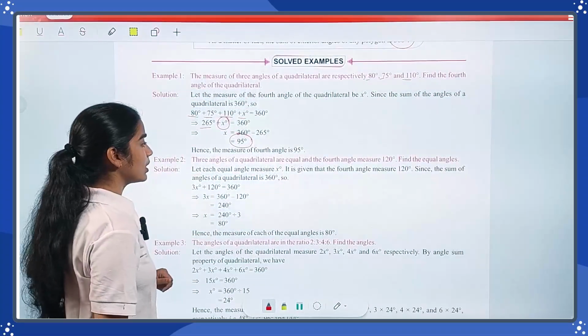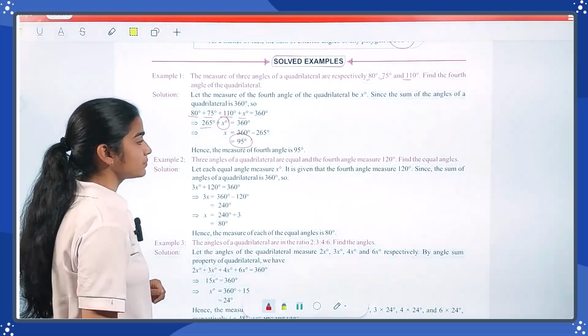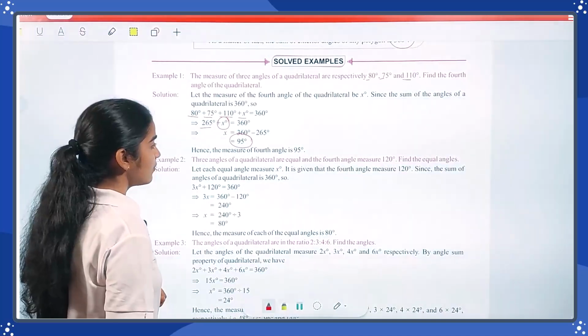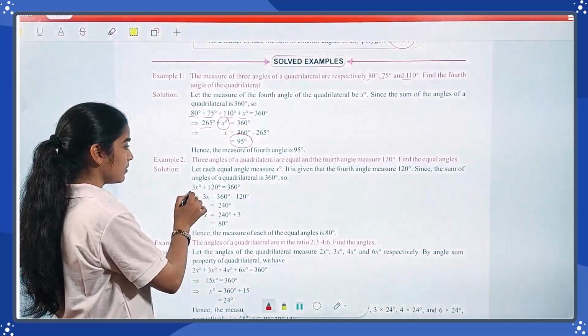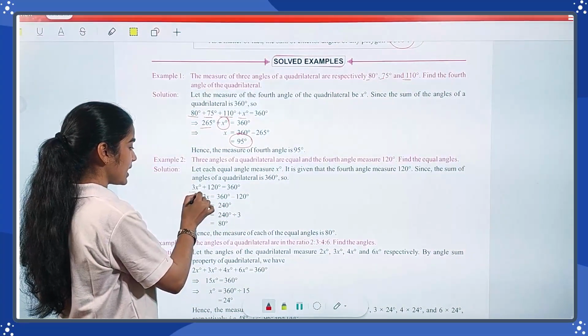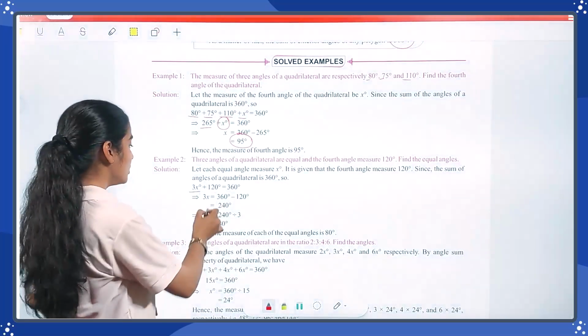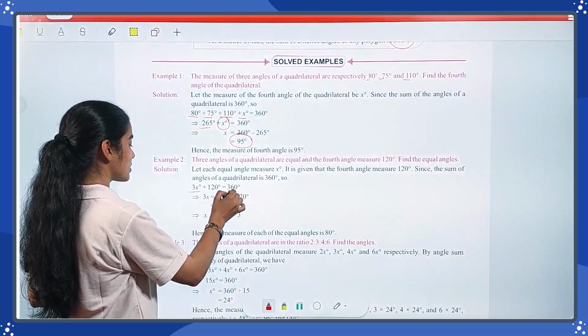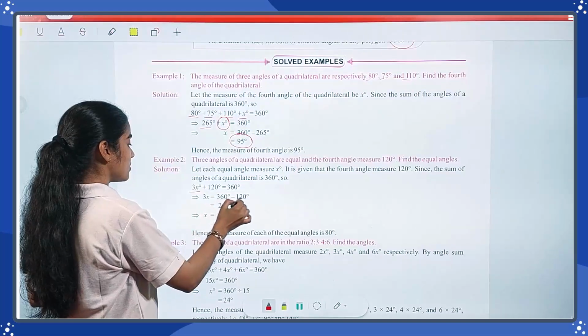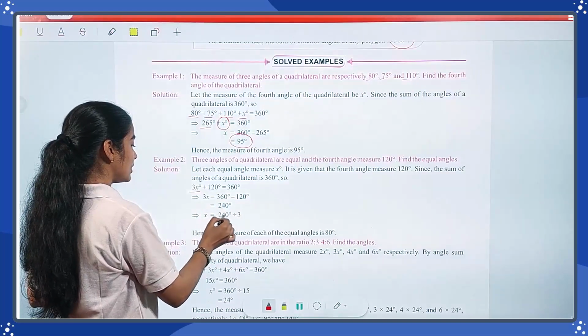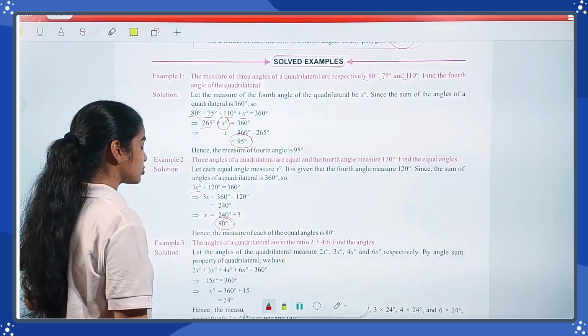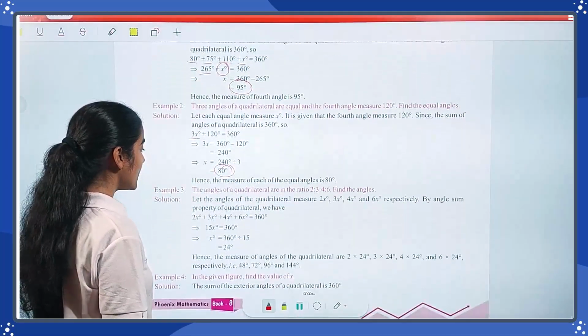Three angles of a quadrilateral are equal and the fourth angle measure is 120. Find the equal angles. So the three angles which are equal will be referred to as x, so 3x. So 3x plus 120 is equal to 360. 3x is equal to 360 minus 120, that is 240, divided by 3 is 80. Hence the measure of each of the angles is equal to 80 degrees.